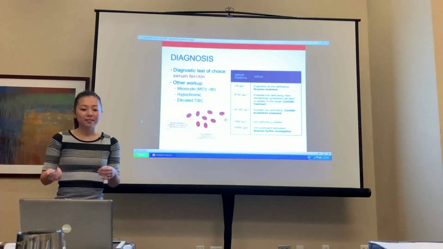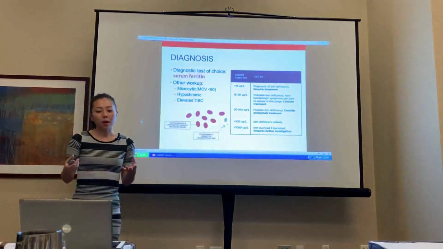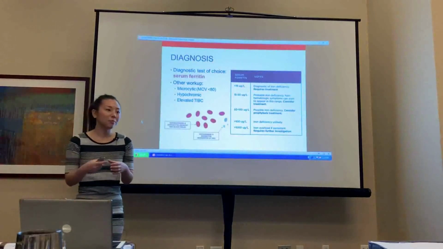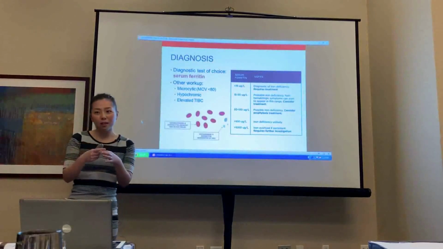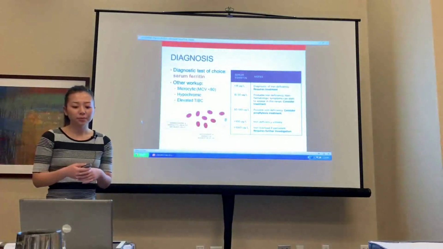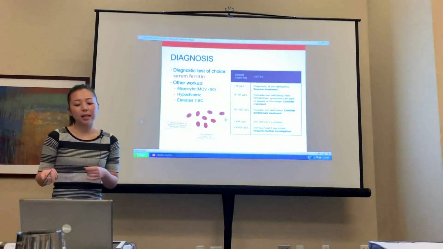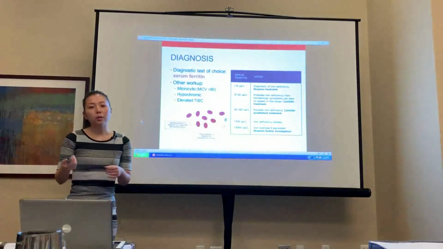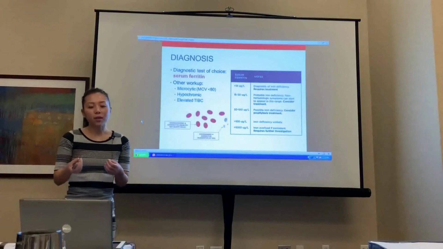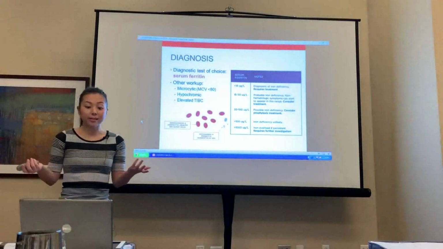Beyond serum ferritin, some other lab work, our red blood cells are going to start looking different. So they're going to get microcytic and hypochromic, meaning they're getting smaller and they're getting paler because they're not filled with as much hemoglobin. And we are seeing elevated TIBC, so total iron binding capacity, that's showing that the body's holding on to all of the iron that it has for dear life because it's not got very much.